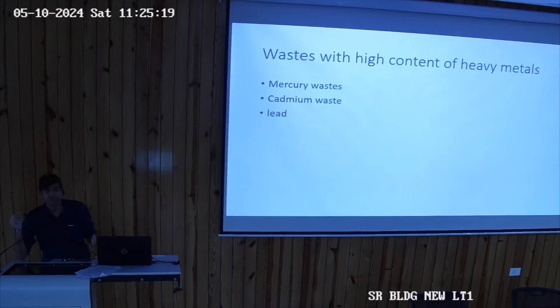Lead is commonly used in batteries. Meaning, see, in a household, the amount is not that high, but in case of a bigger institution where a lot of batteries are being used, that can be a very significant amount of lead which is being thrown away. And lead is a very heavy metal which pollutes the land as well as the water also.